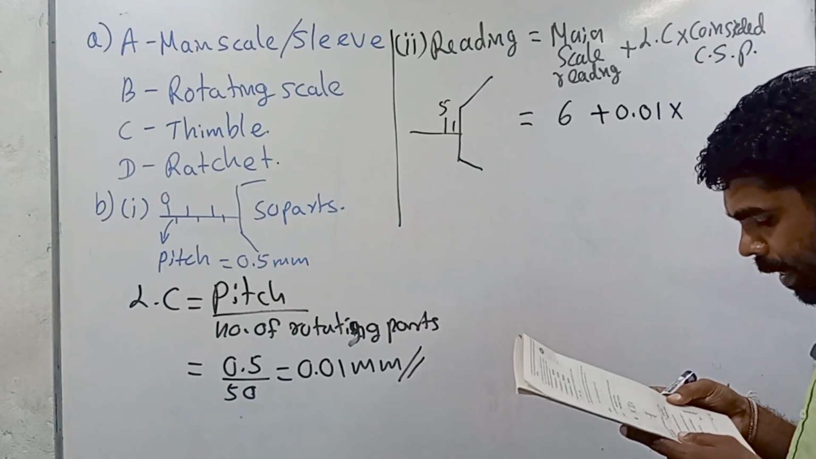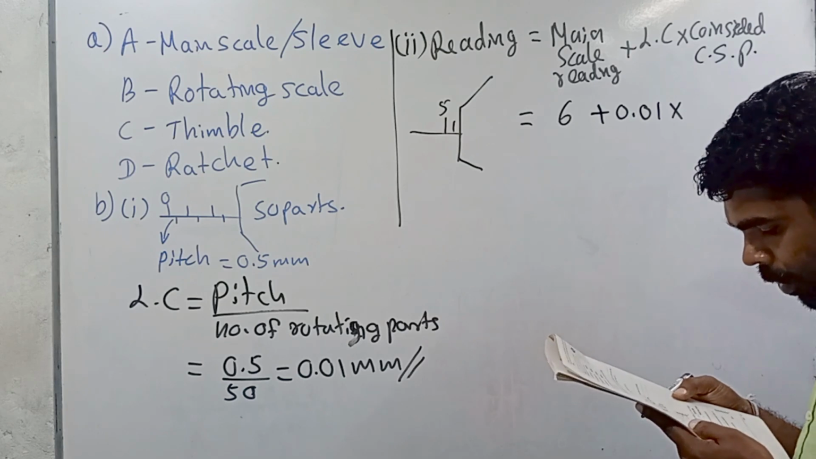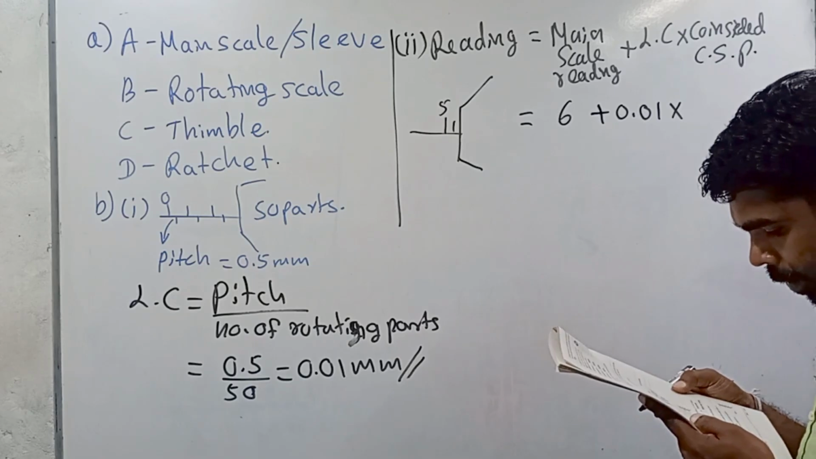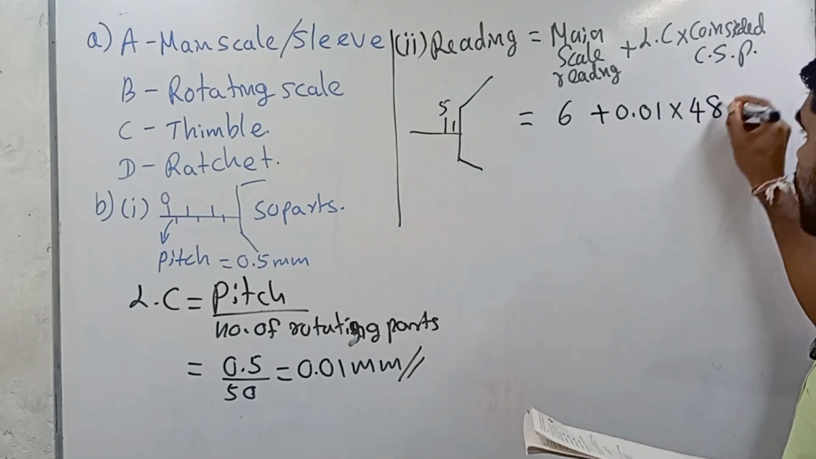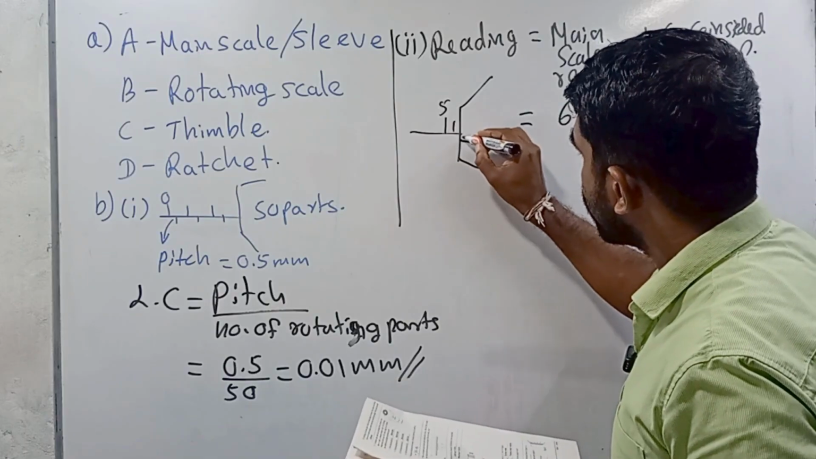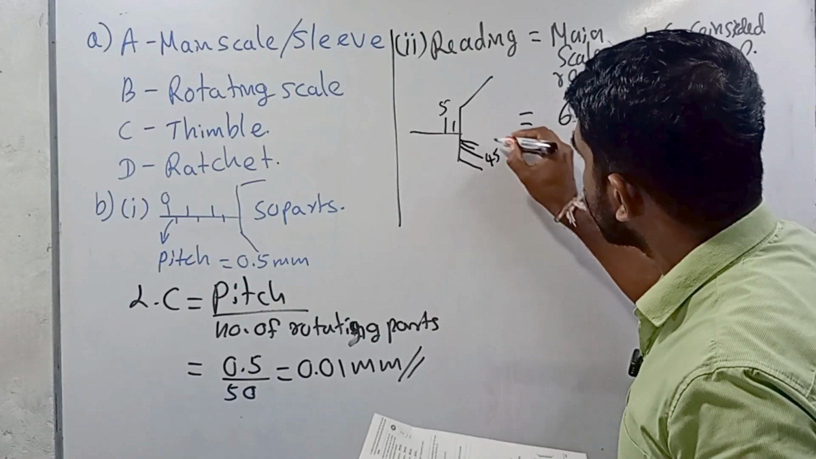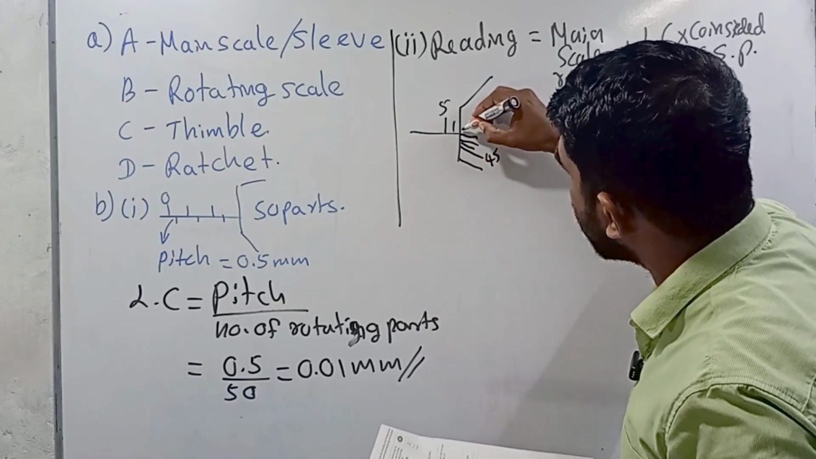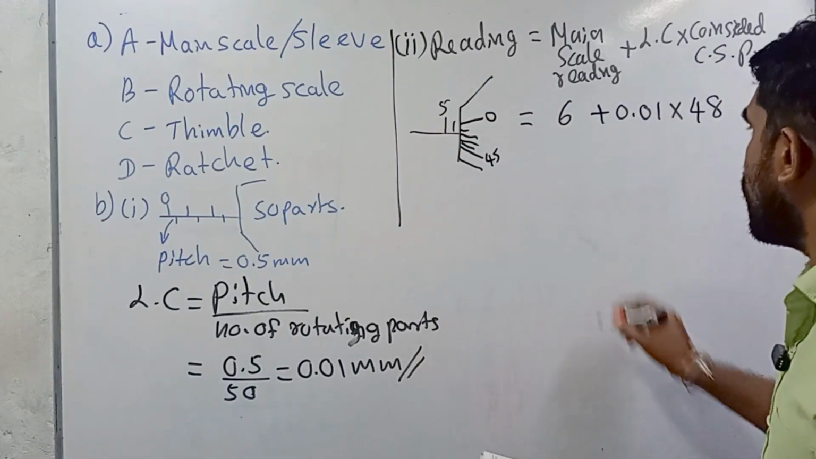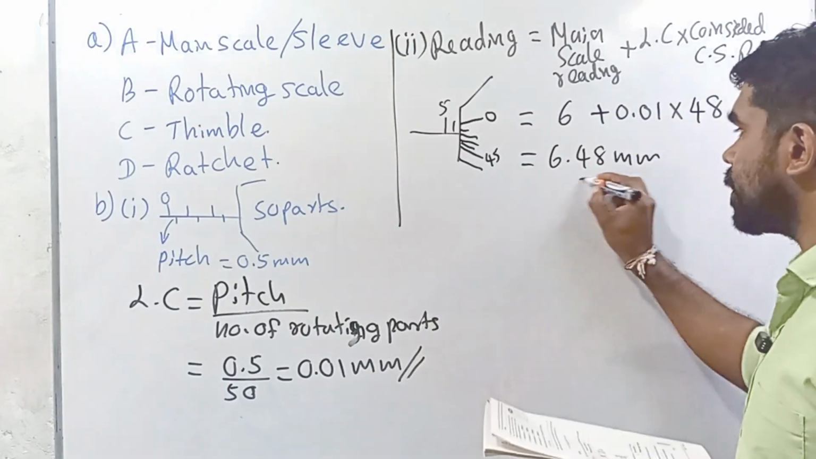When getting the coincided circular scale part, we have to count it: 45, 46, 47, 48. The 48th part is coincided. 49, then 0 is in this place. Then we can simplify it: 6.48 millimeters.